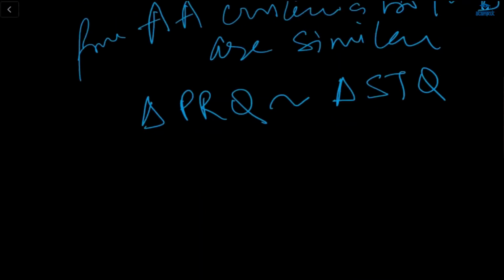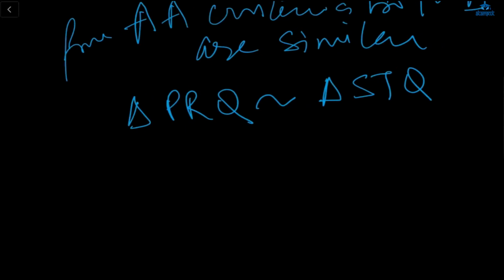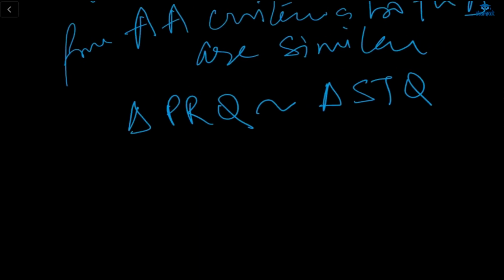How are the two triangles similar? Which criteria? Since the two triangles are similar, their sides will be in the ratio. Now all three sides will be in the ratio, but here we have to prove that QR into QS is equal to QP into QT. So we are going to take those sides only.